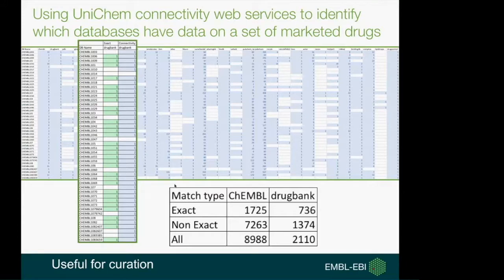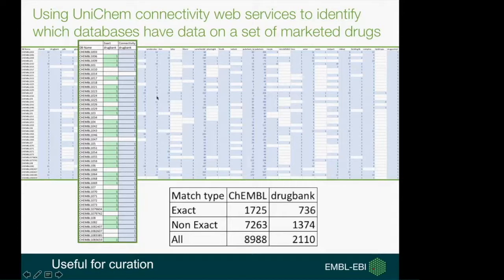So in the same way as we did for the exact matching, you can use the UniChEM connectivity web services to put in, or you can construct queries that enable you to put in lists of molecules and then pull back all the connectivity matches on those molecules in the different databases. So this is just what I did before, just taking a big list of marketed drugs that we have in ChEMBL and looking at where you get matches across different databases.